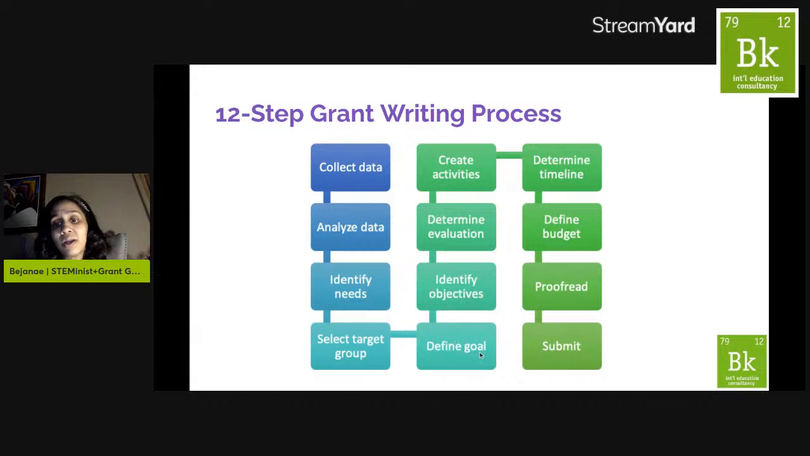And then you define a goal. What do you want them to be able to achieve or accomplish? What do you want them to be able to do based on that data? What do you want them to do differently? What are some objectives that they can reach for? How will you evaluate that they have mastered those objectives and that goal? What activities can you create? What timeline? How long will it take you to implement these activities? What's your budget? Can you get somebody to proofread it and then submit your grant proposal?